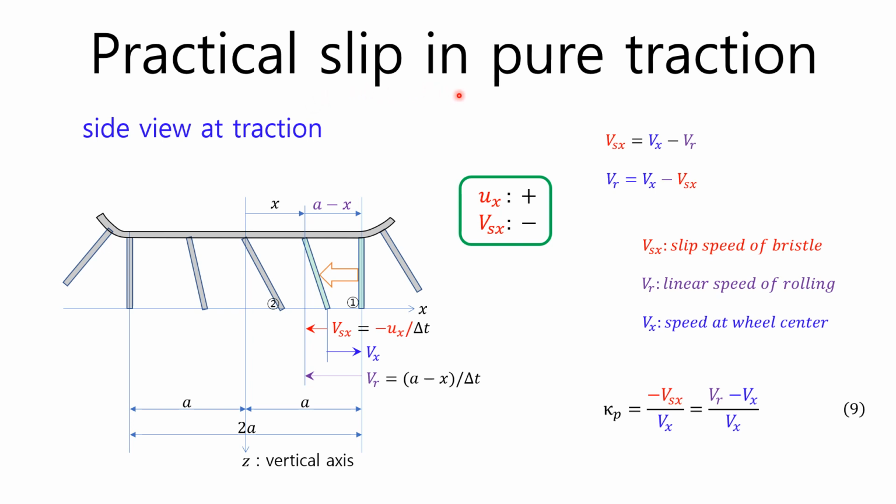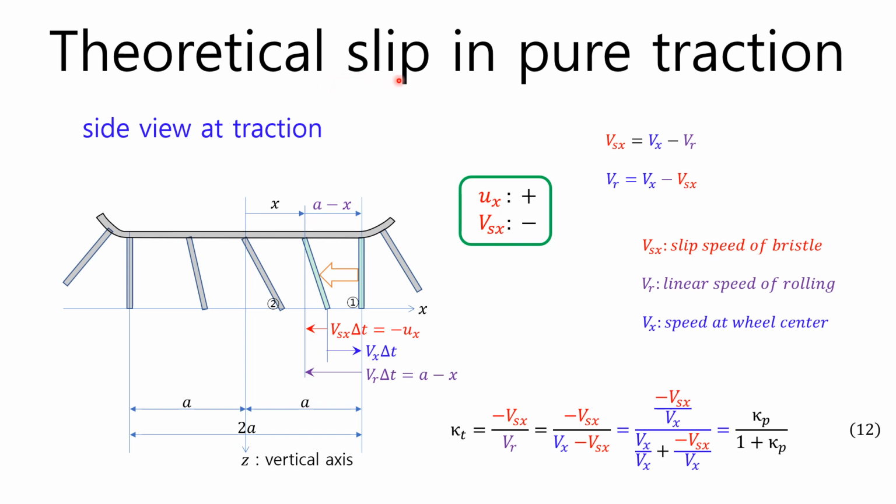The practical slip during pure traction can be expressed as shown in this figure. During traction, since the slip displacement Ux itself is positive, the slip speed Vsx is negative. Therefore, the practical slip kappa p during traction has a positive value. The practical slip can be expressed as equation 9 on the base of wheel center speed Vx. When the wheel is idling due to excessive traction, it can be seen from equation 9 that since Vsx itself has a minus value and Vx is 0, the practical slip becomes +infinity.